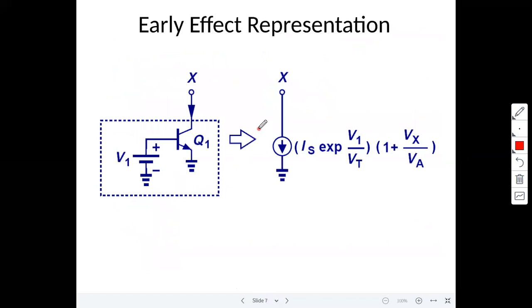Now, the equivalent representation of a transistor with early effect. Previously, it was a current source. What is the current source? Only Is into e power V1 by Vt, where V1 is equal to VBE, base to emitter voltage, plus Vx, which is equal to the collector voltage Vc. So now the collector current expression is this. It is not a constant.